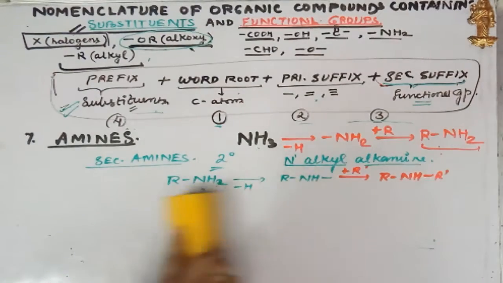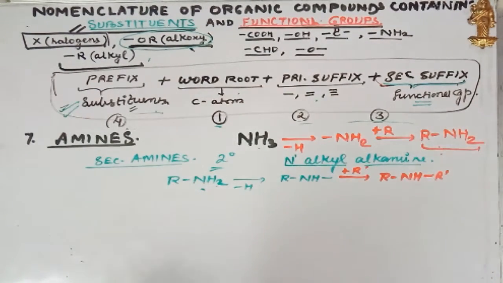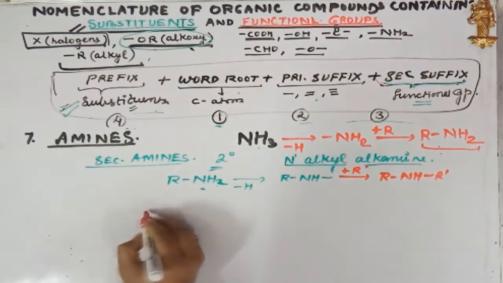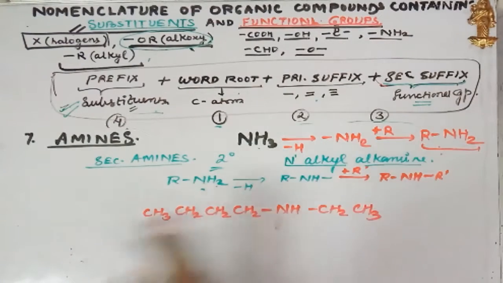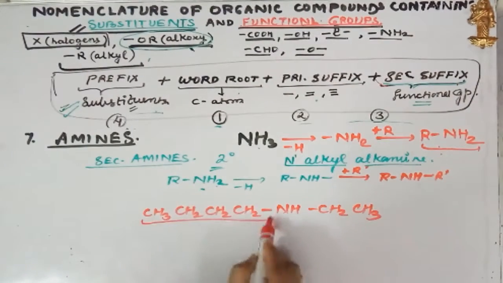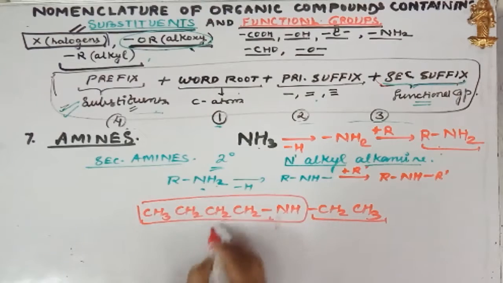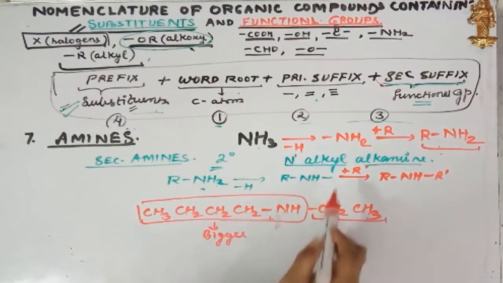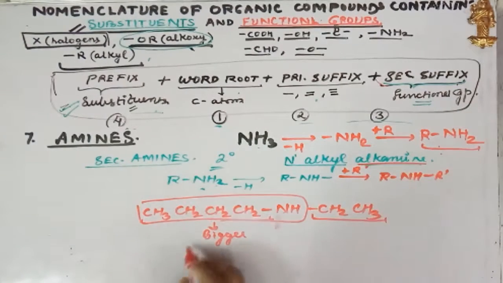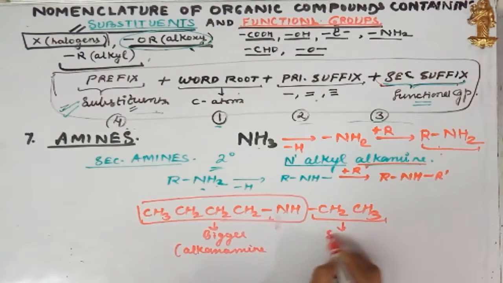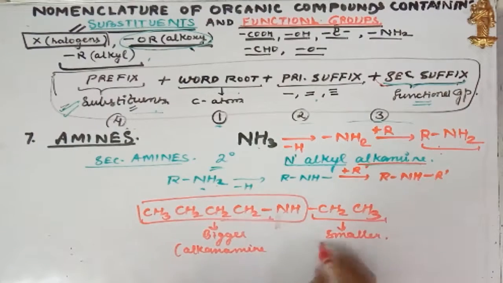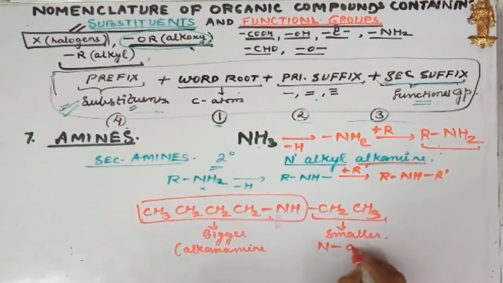Let me take one more example to make it very clear to you. Another example is where one group is bigger and one group is smaller. In that case, the bigger alkyl group attached with the N will be taken as the alkanamine, and the smaller one will be taken as the alkyl at the N position.